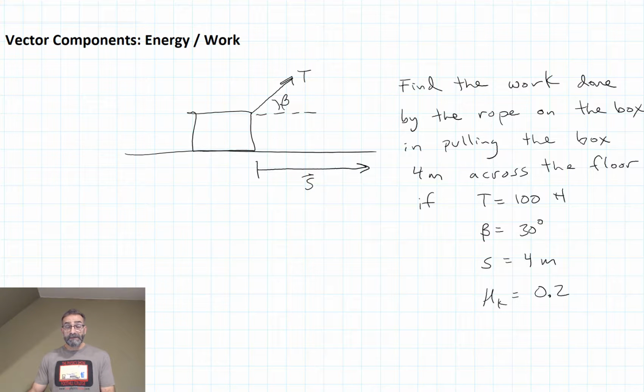You may be wondering, where do vector components come in with energy and work when they're scalars? Well, we use vectors to find the work because work can be found using a vector dot product. So let's take a look at that aspect of vectors and components and work and energy.